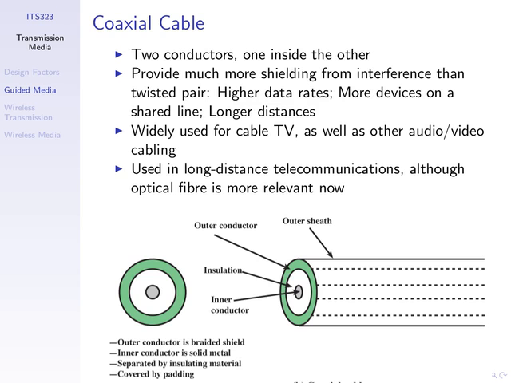When compared to twisted pair, because coaxial cable provides more shielding, it can provide us higher data rates, and as a result, more devices on the same line. We can share that line amongst more devices and more users, and in fact also longer distances. So from those perspectives, this is better than twisted pair.